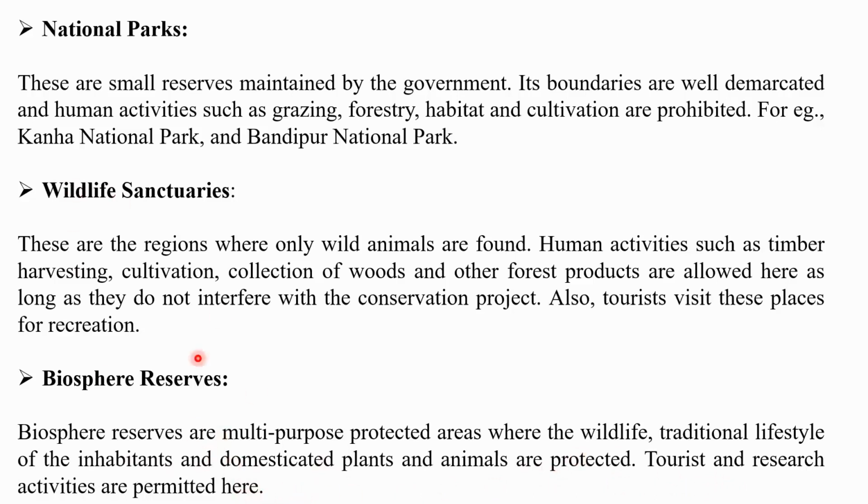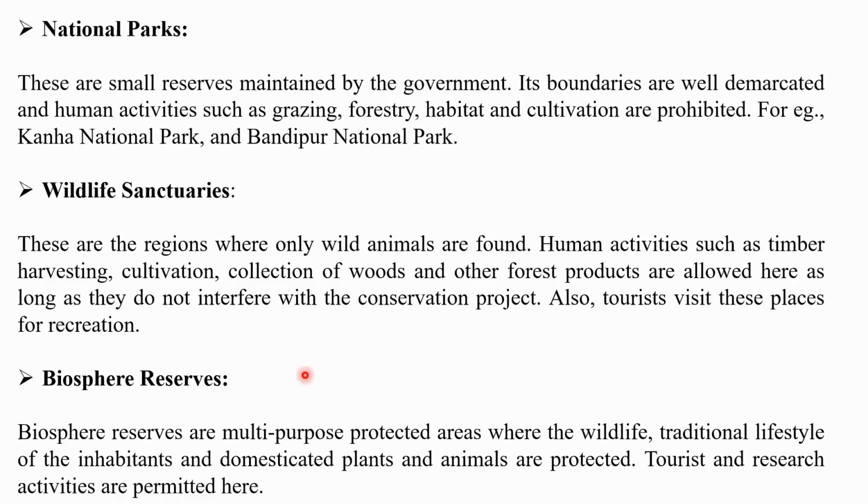So basically, there are differences in the relaxation that we have in these different areas. A national park is highly protected, highly maintained by the government. These are the small reserves that are maintained and their boundaries are well demarcated, inside which no human activity is allowed.